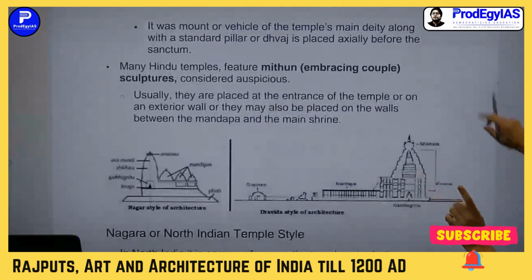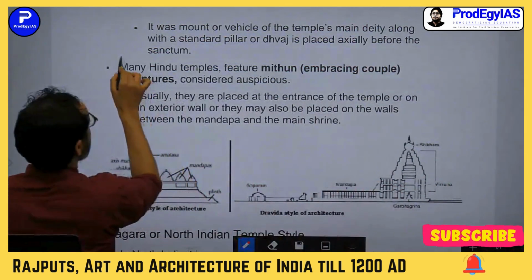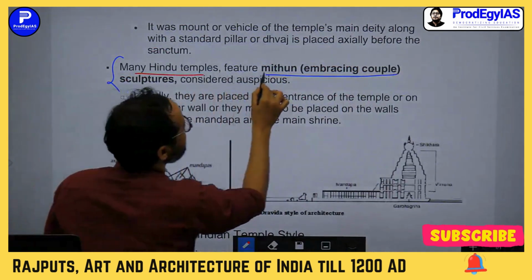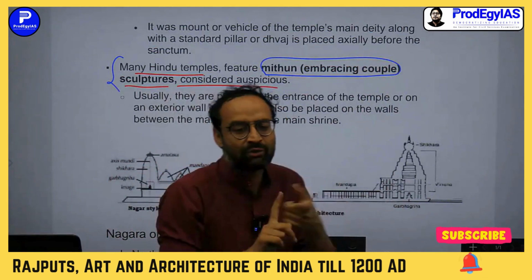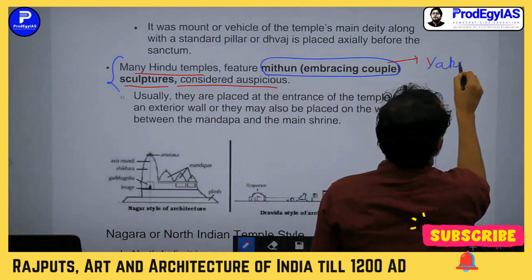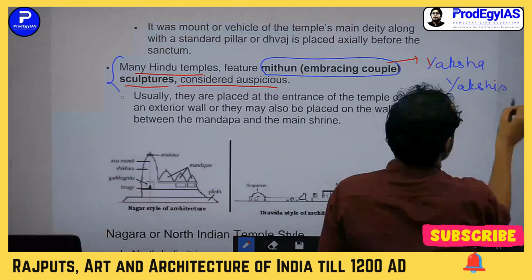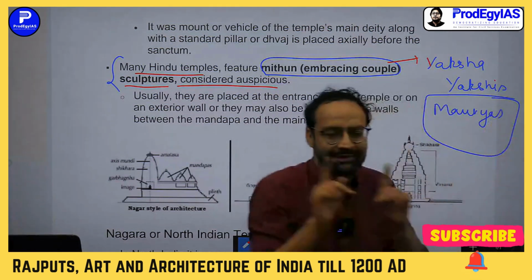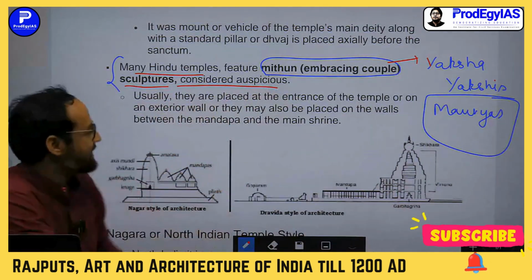One more important point, I want to put your attention here. Mithunas. Many Hindu temples feature mithunas, embracing couples, sculptures considered auspicious. Mithunas are similar to yakshas. Please remember, yaksha, yakshis. Very good. Similar to that, not that. So mithunas played a very important role, who are there at the entrances.